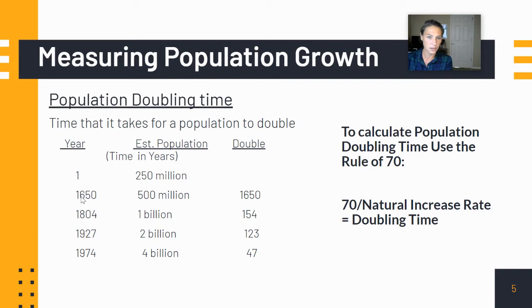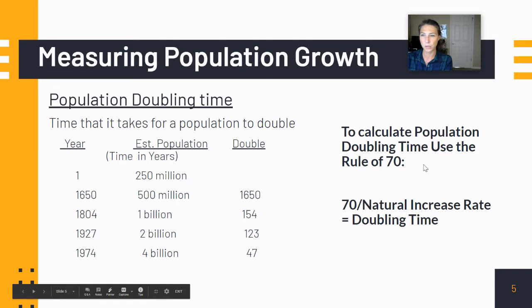So it's like 1,600 years, 200 years, 120 years, 50 years. So you can see that the population is exponentially growing. It's not arithmetically growing. So that's all population doubling time is.